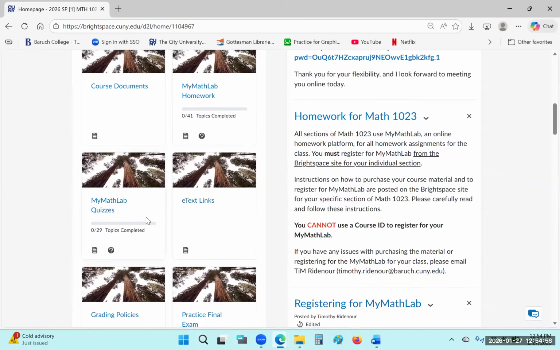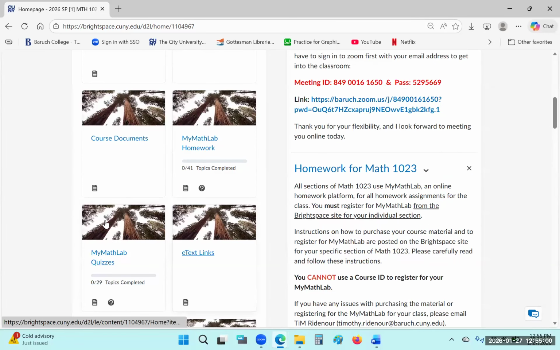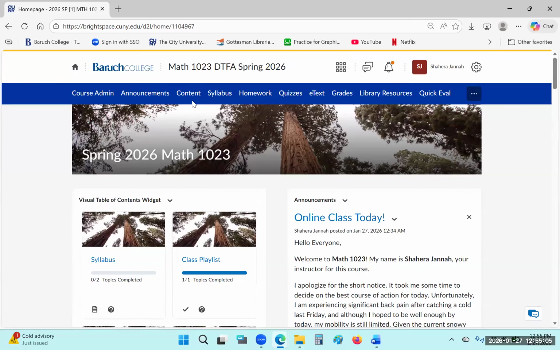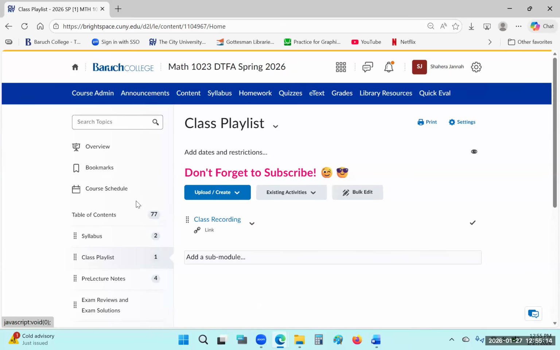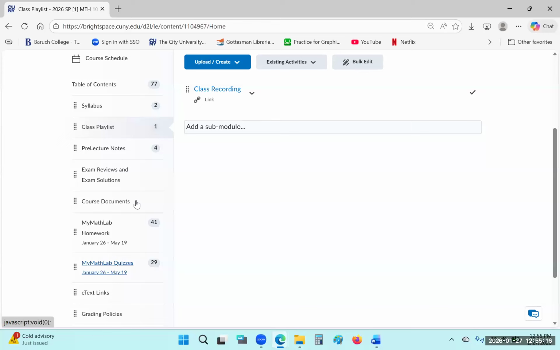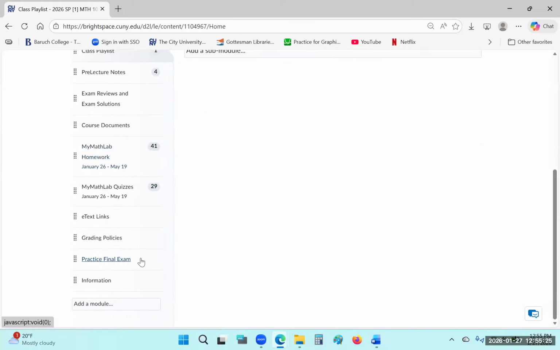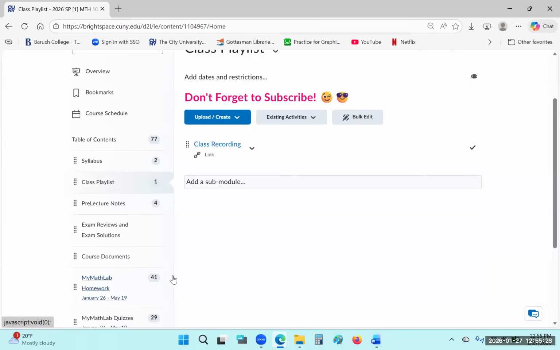Now on the left side, we have many tabs. You can click all these tabs, or you can simply click on the upper tab here and then access them. The first important thing here is content. Under content, there are many things. From me, I posted the class playlist, pre-lecture notes, exam reviews and exam solutions. The rest are from the department. I'll go over these one by one.